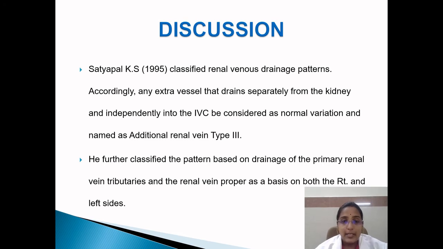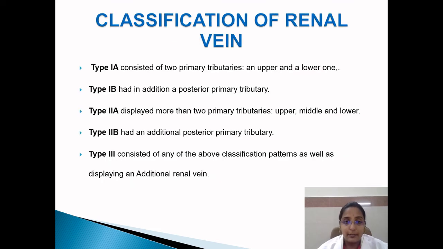Satyapal in 1995 classified renal venous drainage patterns accordingly. Any extra vessel that drains separately from the kidney and independently into the inferior vena cava is to be considered as a normal variation, and it is named an additional renal vein, which is of type 3. He further classified the pattern based on drainage of the primary renal vein tributaries and the renal vein proper on both the right and the left side.